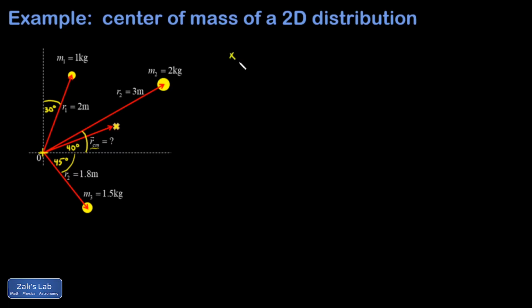I just look at it coordinate by coordinate, and the formula for each coordinate is the same as for a one-dimensional distribution. So my x center of mass coordinate, that's right here, is just given by that old one-dimensional formula. So all I need to do is take 1 over the total mass, which is 4.5 kilograms, multiply by the sum of all of the products of each mass with its x coordinate.